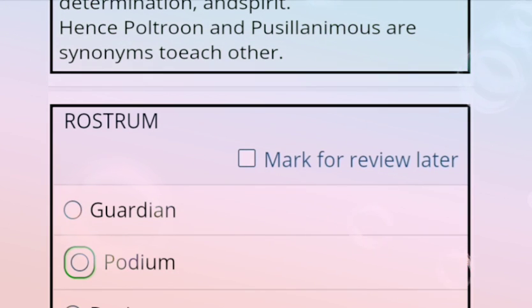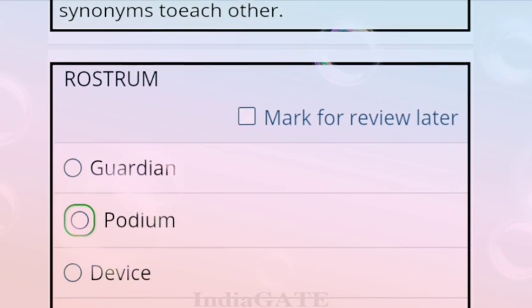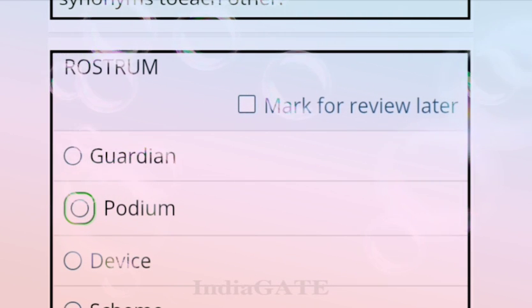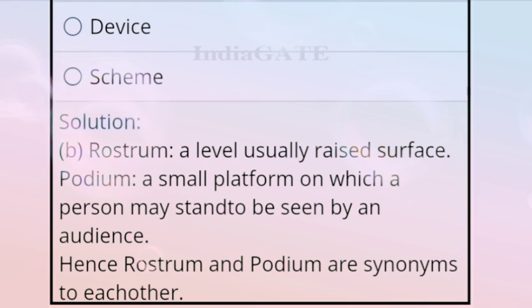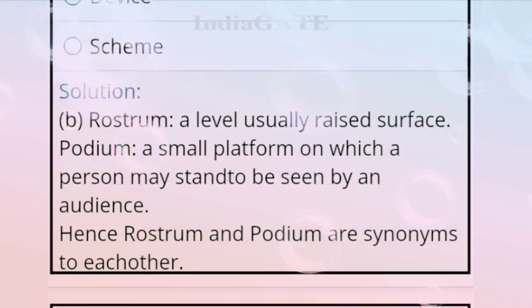Next, here rostrum. So the correct answer for this synonym is podium, because here rostrum is a level or usually raised surface and podium is a small platform on which a person may stand to be seen by an audience. Hence rostrum and podium are synonyms of each other.